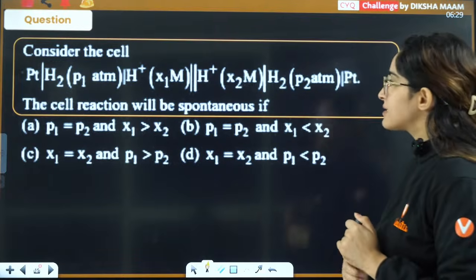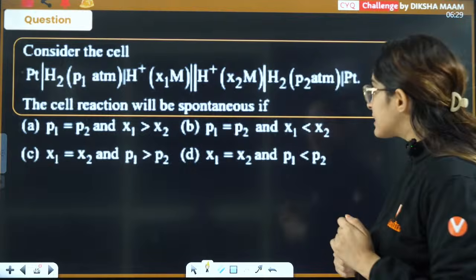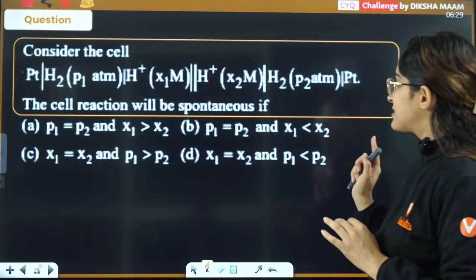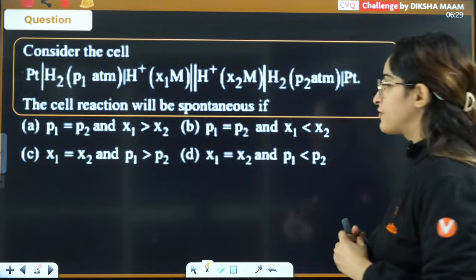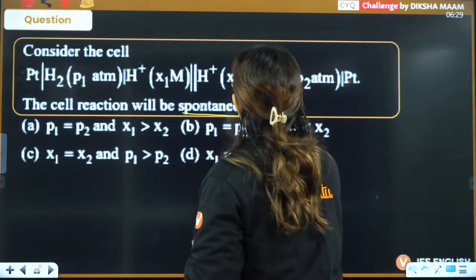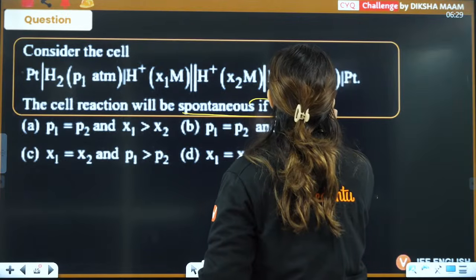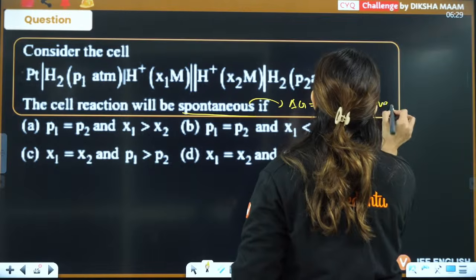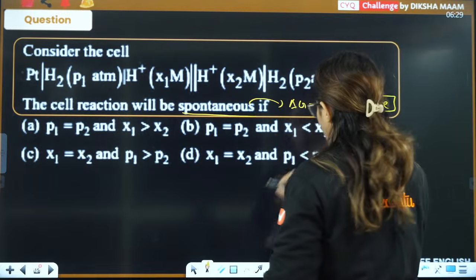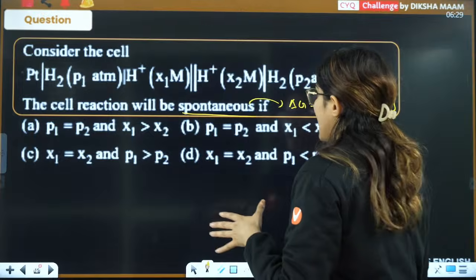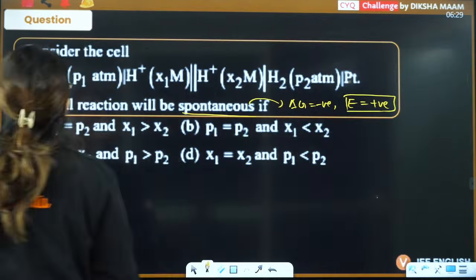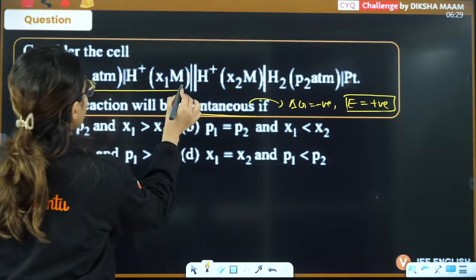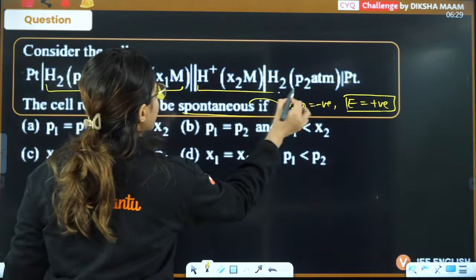If you see this here, two answers are correct, right? Consider the cell that is given to you, the cell reaction will be spontaneous. Tell me, spontaneous means delta G should be negative and E of cell should be positive, right? So firstly I'll write the equations here. This is the anode side and this is the cathode side.